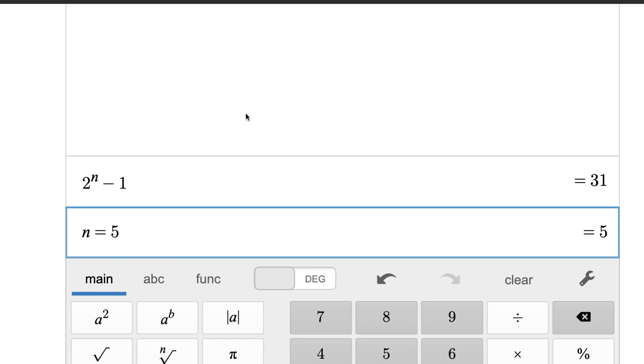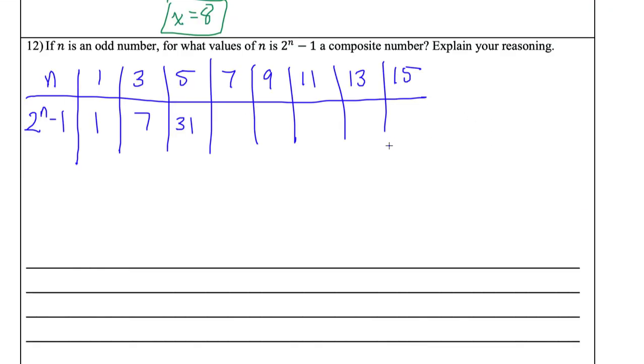What happens when I plug in 7? 7 is 63. Whoa, look at that, 63. 63 is 9 times 7. So we have our first composite number. Woohoo! So for what values of n? Well, 7 is one of them. Let's try 9.